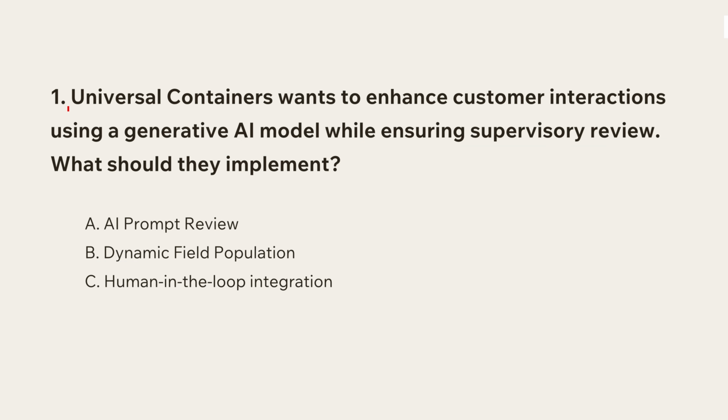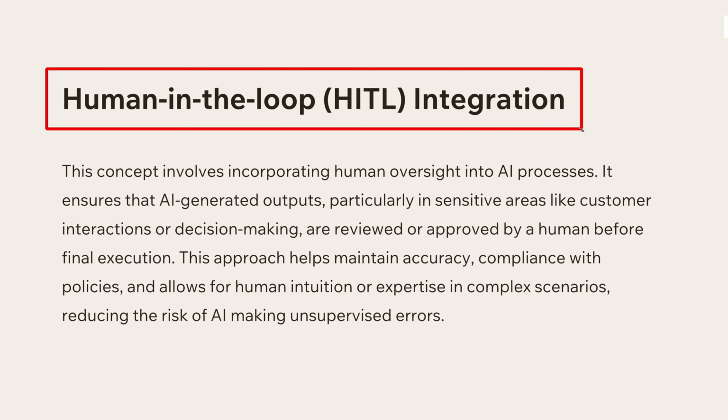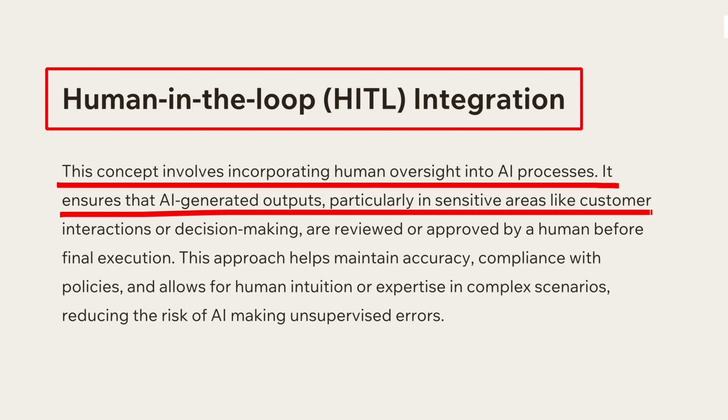Question 1. Universal Containers wants to enhance customer interactions using a generative AI model while ensuring supervisory review. What should they implement? The knowledge point of this question is human-in-the-loop integration. This means having a human check or approve the AI's decisions before they're finalized. It's useful for ensuring that important decisions are accurate and follow company policies, especially in situations where AI might make mistakes.